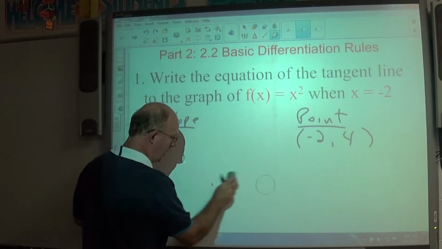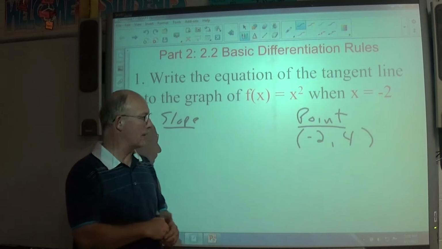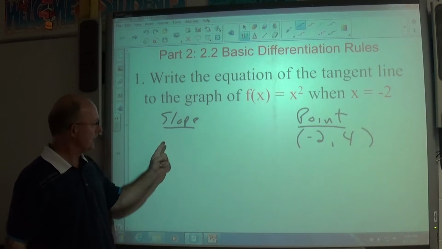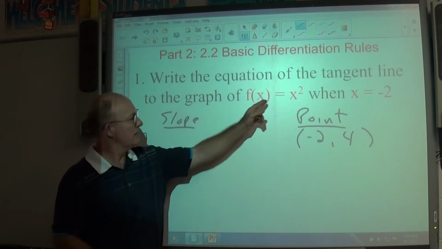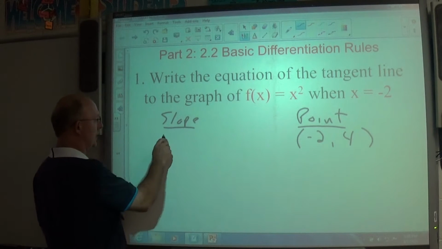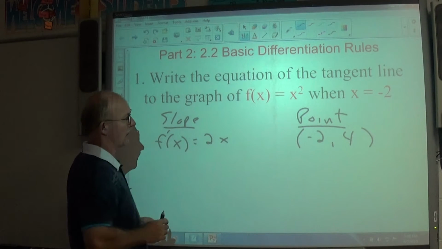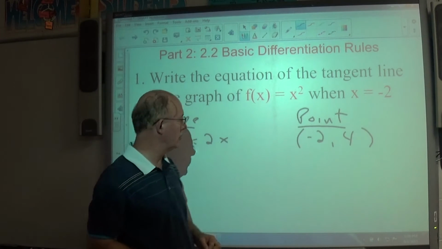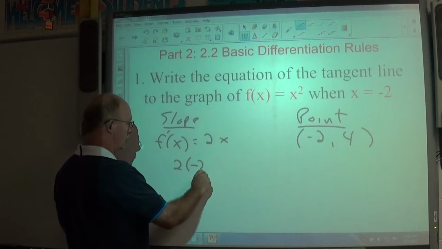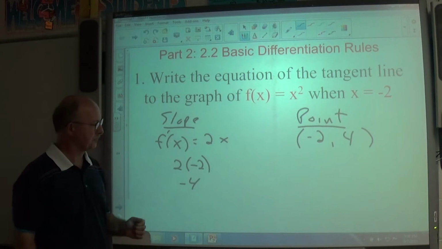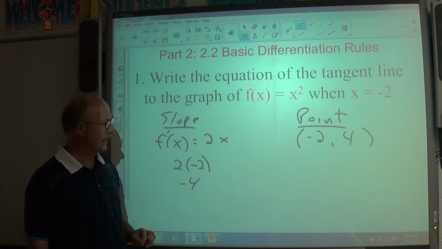So remember, to write the equation of a line, you have to know one point on the line and you need to know the slope. Now the slope, we're going to use the derivative to get the slope. The derivative of f of x equals x squared, remember the general power rule, is going to be 2x. Now, the x value is -2, so to get our slope, all we have to do is substitute -2 in. It would be 2 times -2 or -4. So the slope at x equals -2 is -4.